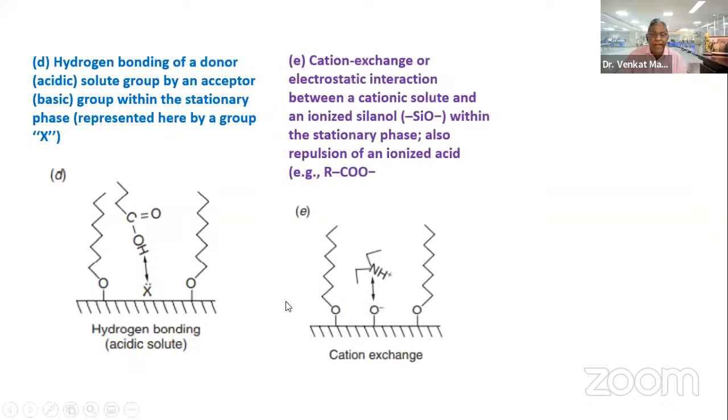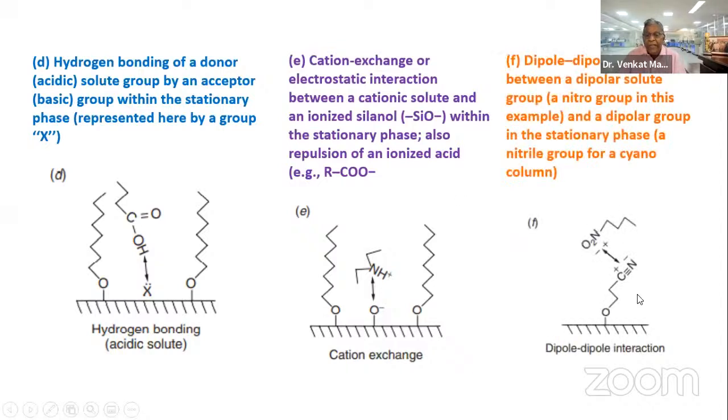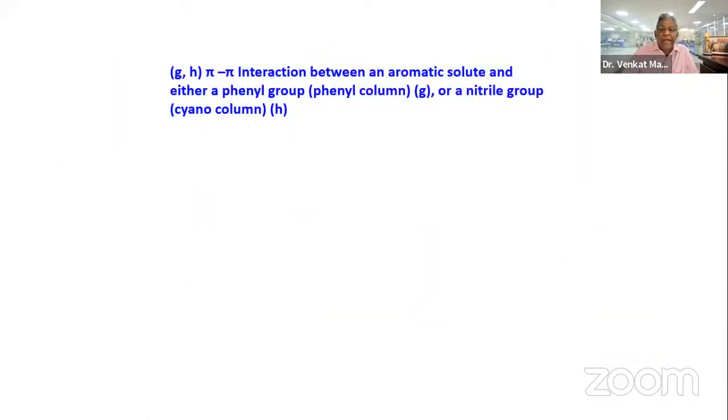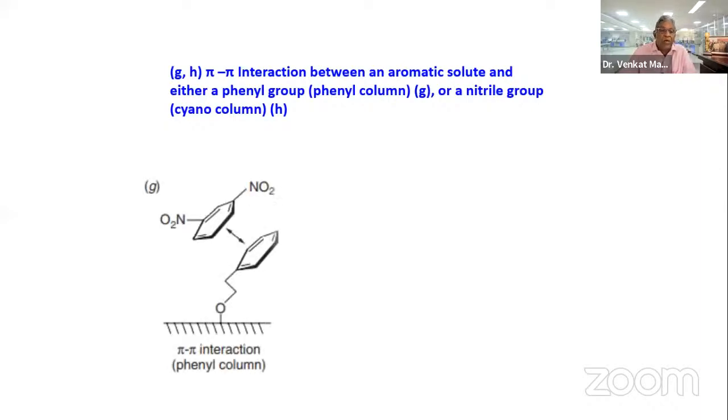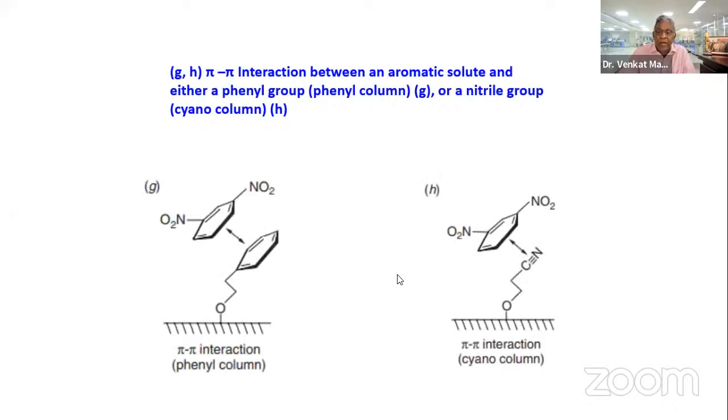If it is a basic binding, it is an NH group or a cation exchange. If it is a dipole-dipole interaction, it is a cyano column. I have dipoles here, with positive and negative charges present. Now, if it is a pi-pi interaction between an aromatic solute and a phenyl or ethyl group, the column will be totally different. This is also a pi-pi interaction, or a combination of several interactions is possible.